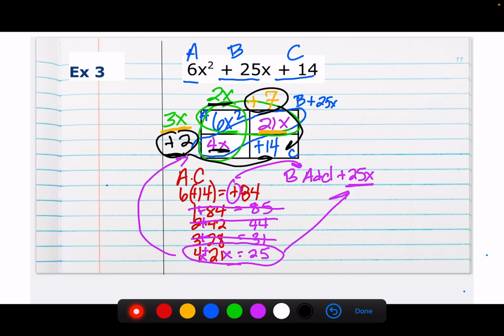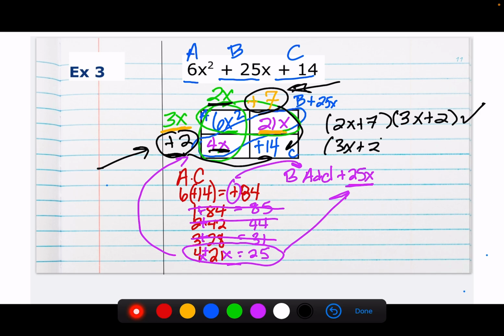So once we have this together, we need to stick it into a product of two binomials. So I'm going to take my top row here and write it out as 2x plus 7. I'm going to take my outer side here and write it out as 3x plus 2. And remember, this is correct, but this is also correct. So it does not matter which order these are written in. Both are correct. Hope that helps.